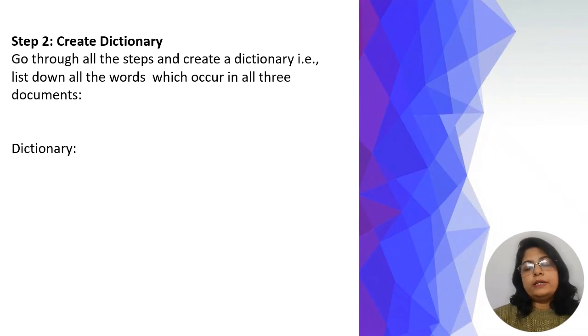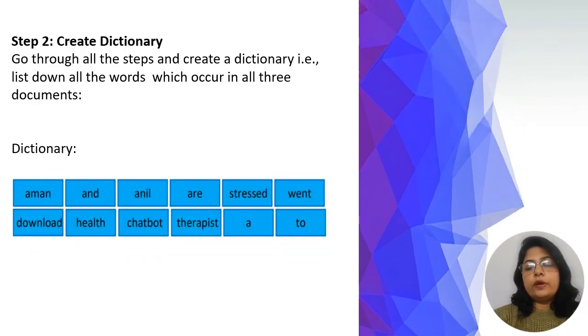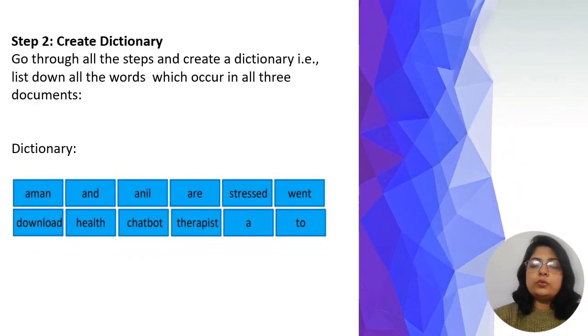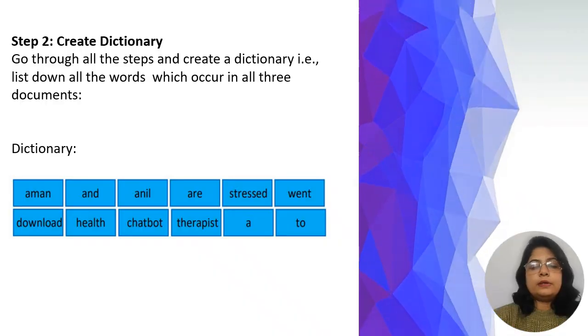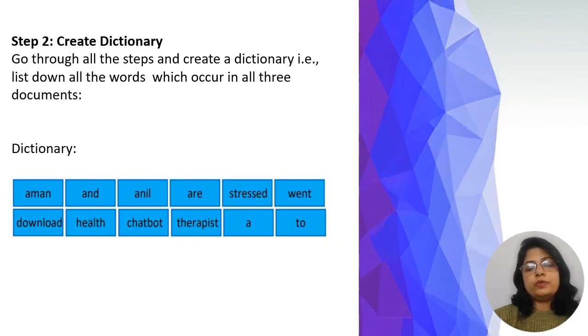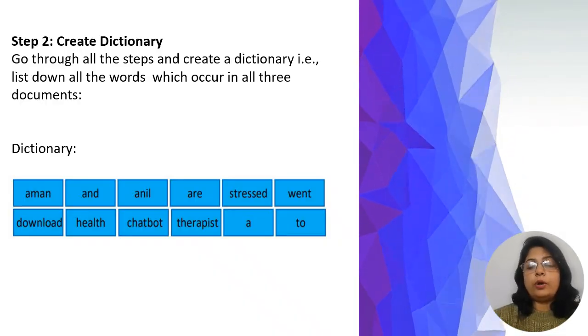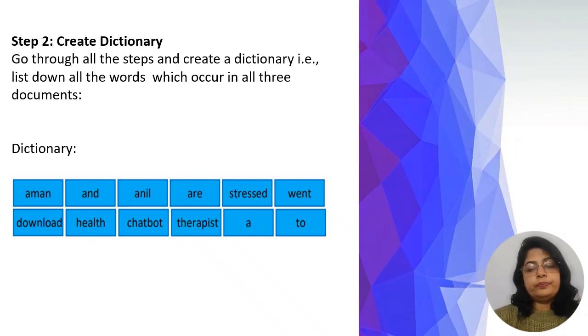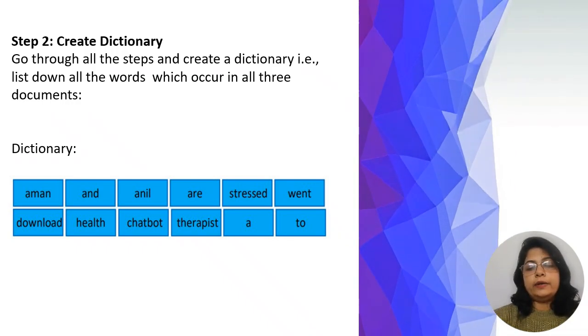Step 2, create dictionary. Now dictionary are all the unique words which are occurring. So when you create the dictionary, all these words will be written only once. So make a clear dictionary from all the 3 documents. And also write the heading, create dictionary.